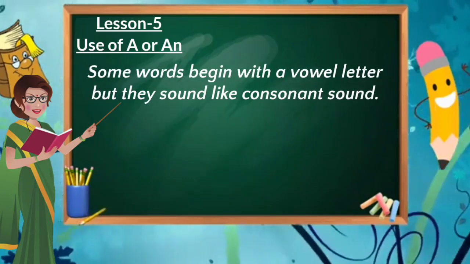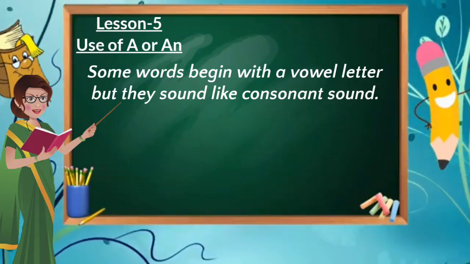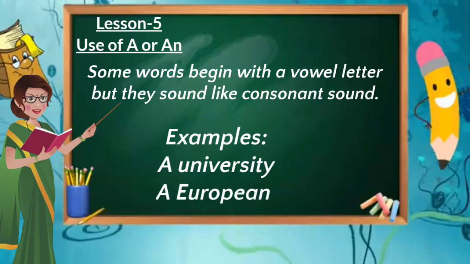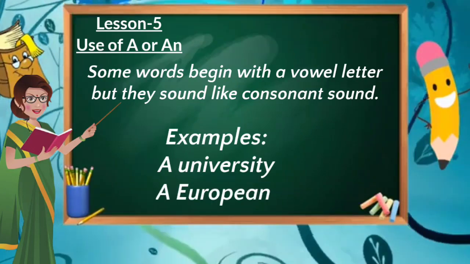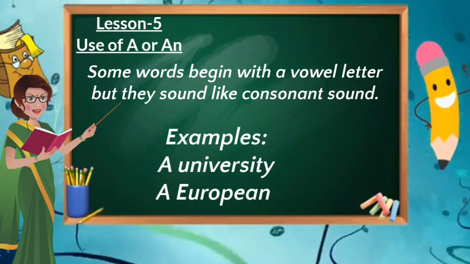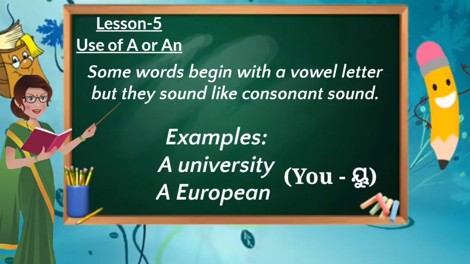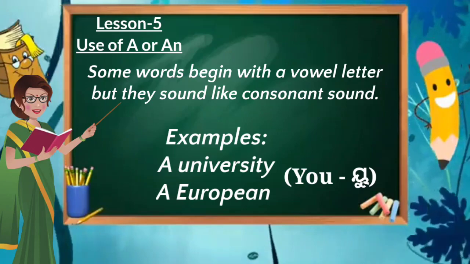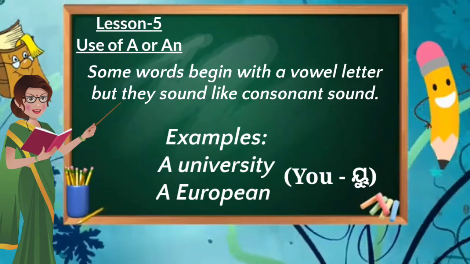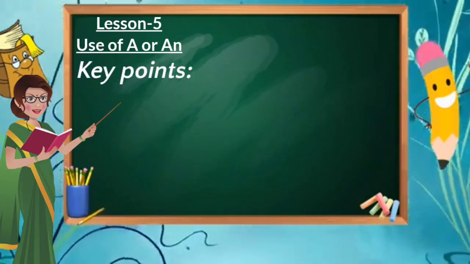Similarly, some words begin with a vowel letter but they sound like a consonant sound. Example: a university, a European. Both the words begin with a vowel letter, U and E, but they sound like Y-O-U, which is not a vowel sound, so here we use A before them. Now you have to know the key points for using A or AN, which is very important, children.